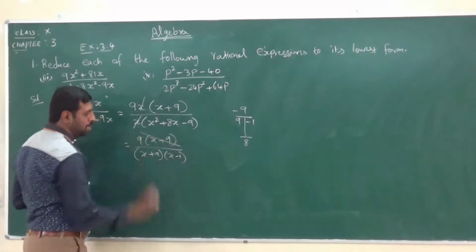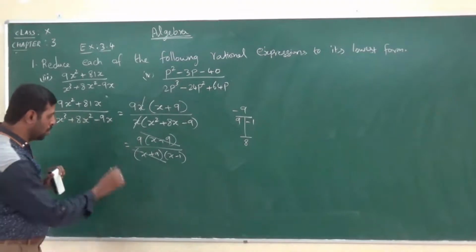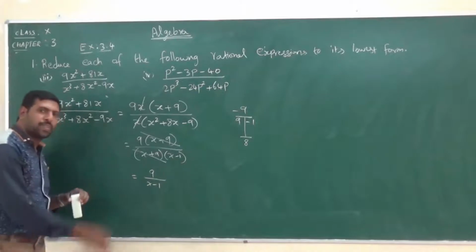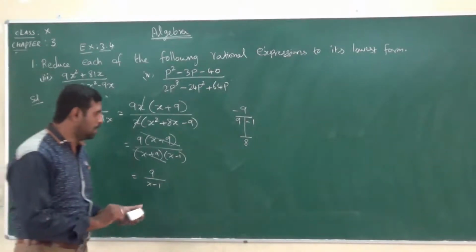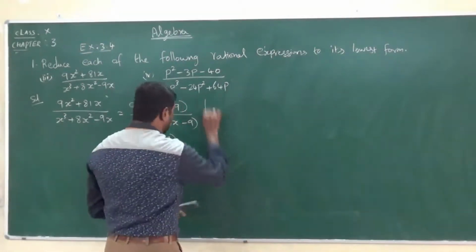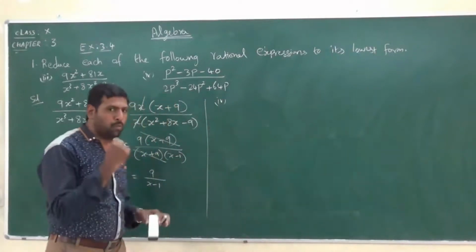In the numerator we have x plus 9 and in the denominator we also have x plus 9, so both cancel. The remaining term is 9 divided by x minus 1, which is the lowest form of the given expression. It cannot be factorized or cancelled further, right? Next we see Roman number 4.